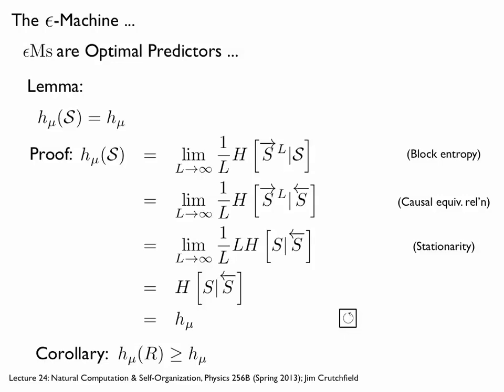We end up with a sum of L single symbol uncertainties, and then we have different histories we're conditioned on, based on whether we're predicting from two states going forward or not, and we can shift those in time by stationarity to get L times the single symbol uncertainty conditioned on the past. And that's just the entropy rate.